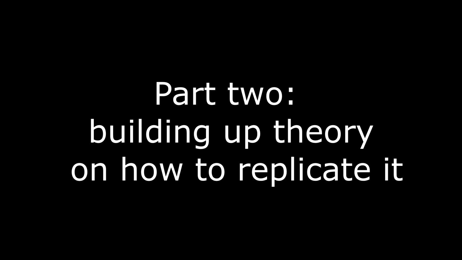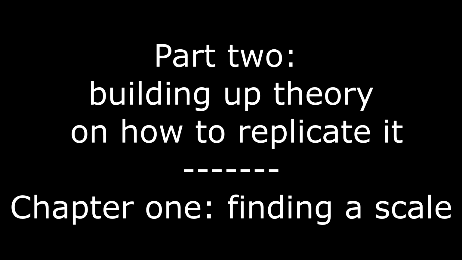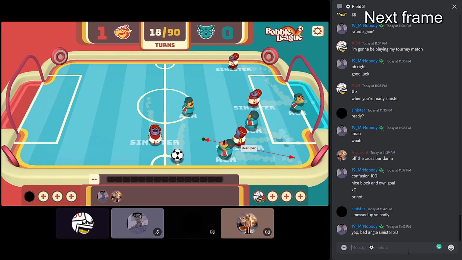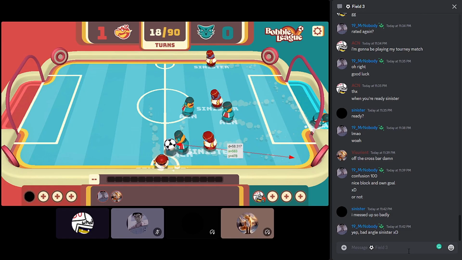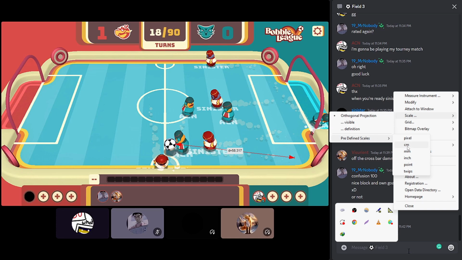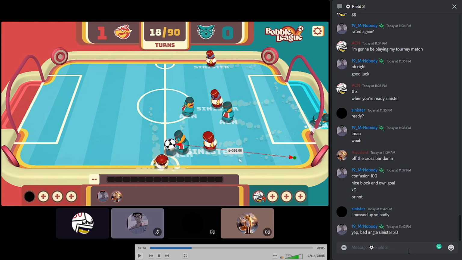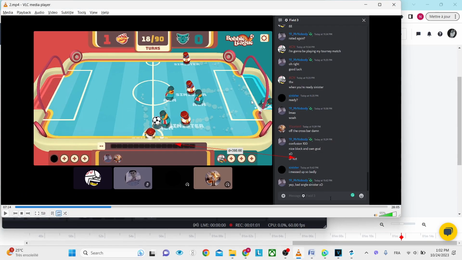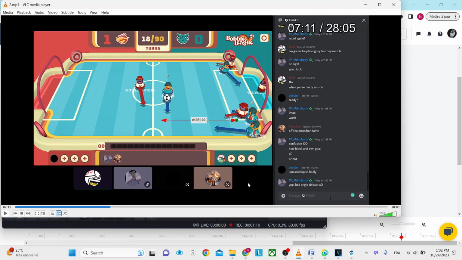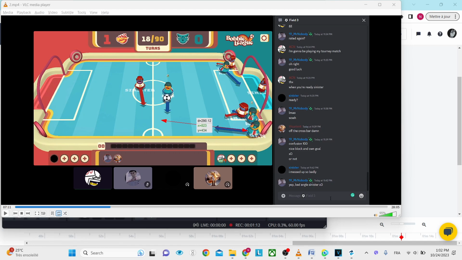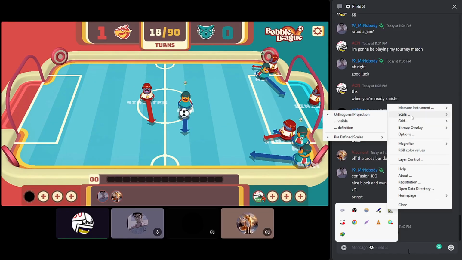Part 2. Building up theory on how to replicate it. Chapter 1. Finding a scale. In order to accurately calculate the distance on the field, our initial approach would involve the use of a scale, because relying on pixels or centimeters from game recordings may prove to be unreliable, as the size of the screen can vary. As you can see, if I change the window size, the value changed from 10.5 centimeters to 7.7 centimeters, or from 308 pixels to 293 pixels.